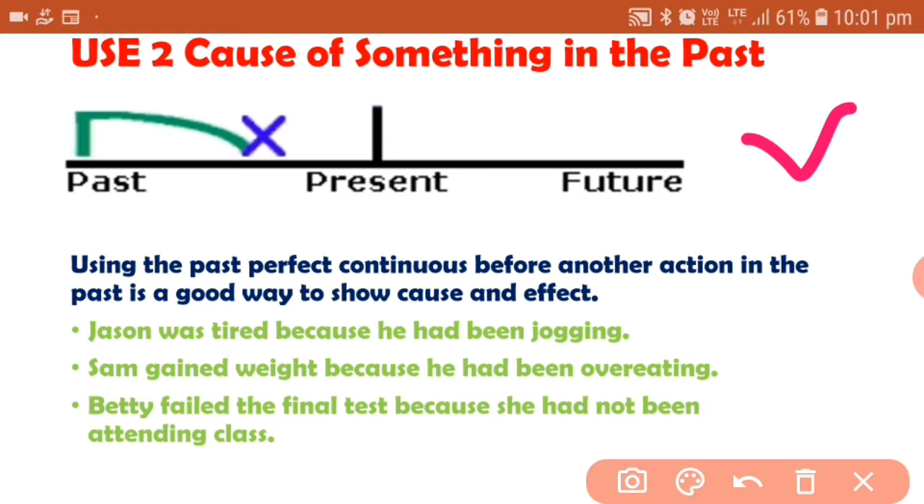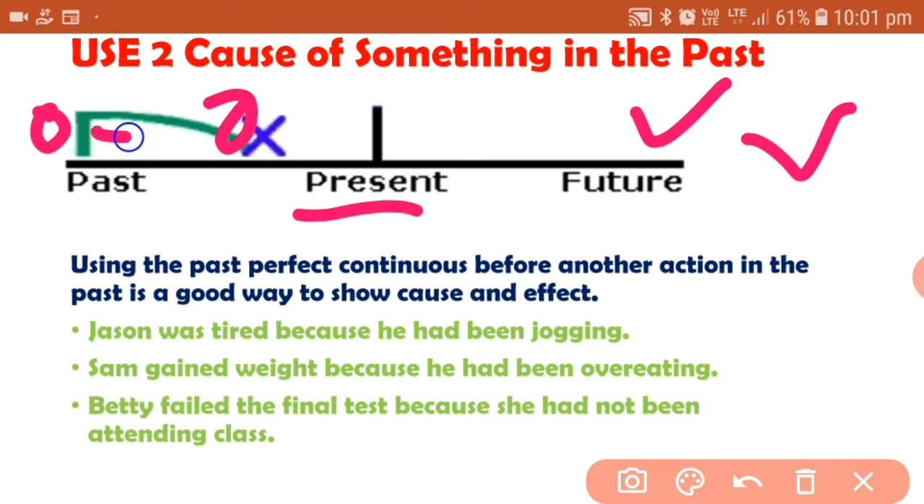Yes, students, this is past and this is also past. This is present and this one is future. And we have just studied about this duration. Johnson was tired because he had been jogging. It means he had been jogging. He was tired at this point, and he had started his jogging at this point. This is the duration in which he got tired.